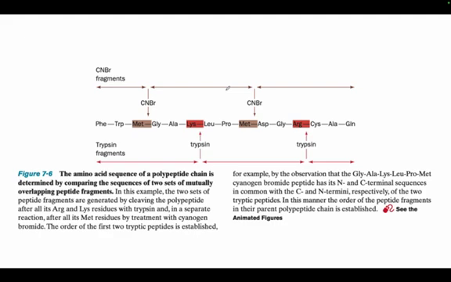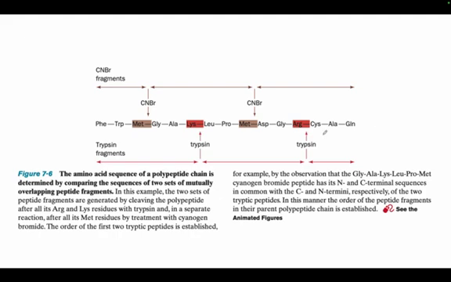So the amino acid sequence of a polypeptide chain is determined by comparing the sequences of two sets of mutually overlapping peptide fragments. So here we have a polypeptide chain, and one set of fragmentation they've done is digestion by trypsin. Like we just discussed, trypsin will cleave the polypeptide chain after lysine or arginine, with any positively charged residue. So we have lysine, so trypsin will cleave here. Trypsin will also cleave here after the arginine. So the fragments we'll get are this to the arginine, and then this, starting from the cysteine.